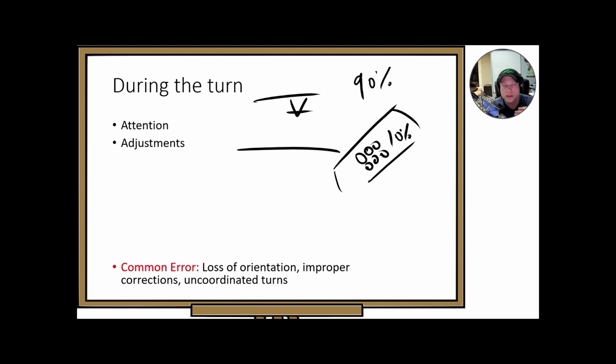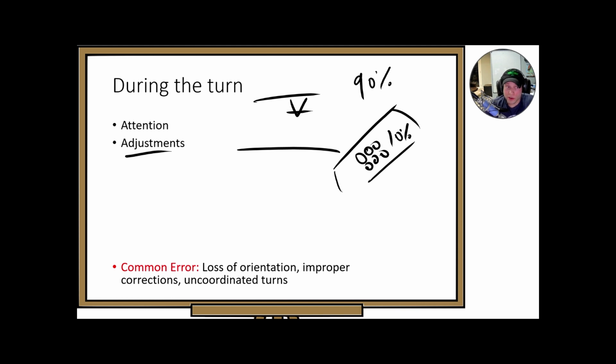So what you should do is roll out of the bank a little bit. You have some margin for error. Adjust your pitch, power, trim setting. Pull back on the yoke, add a little bit of power, maybe add a little nose up trim, and then get back to that angle of bank that you need. And that should get you right where you need to be.